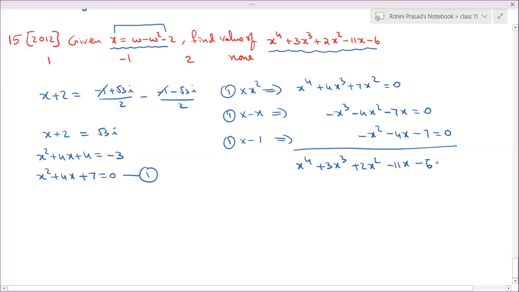Minus 7 can be written as minus 6 minus 1 equal to 0. But we want only this expression. So obviously that expression will be equal to plus 1. And that is the first option.